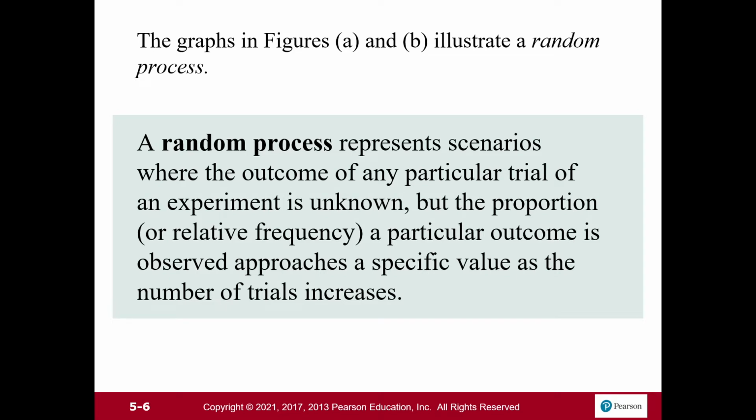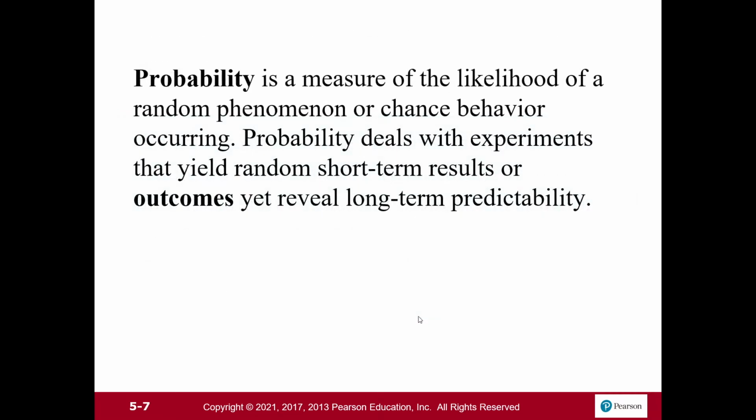Alright, so here we say a random process presents scenarios where the outcome of any particular trial of an experiment is unknown, but the proportion of a particular outcome observed approaches a specific value as the number of trials increases. Alright, so we're going to get into some probability here. Basically the definition of probability: it is a measure of the likelihood of a random phenomenon or chance behavior occurring. So we have to quantify randomness and probability.